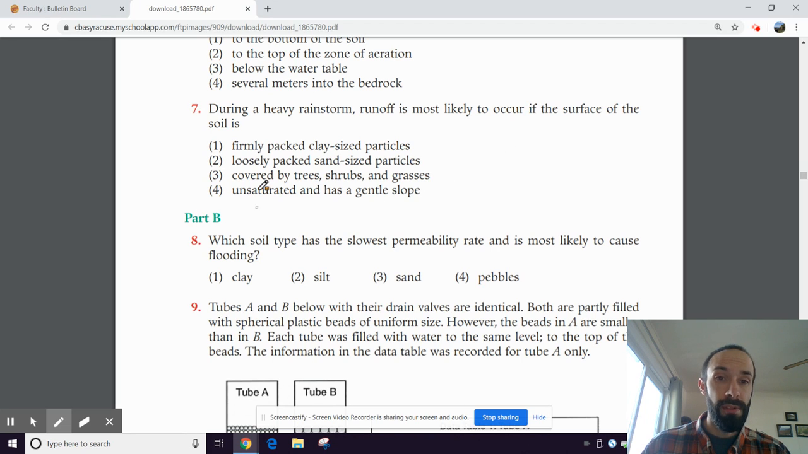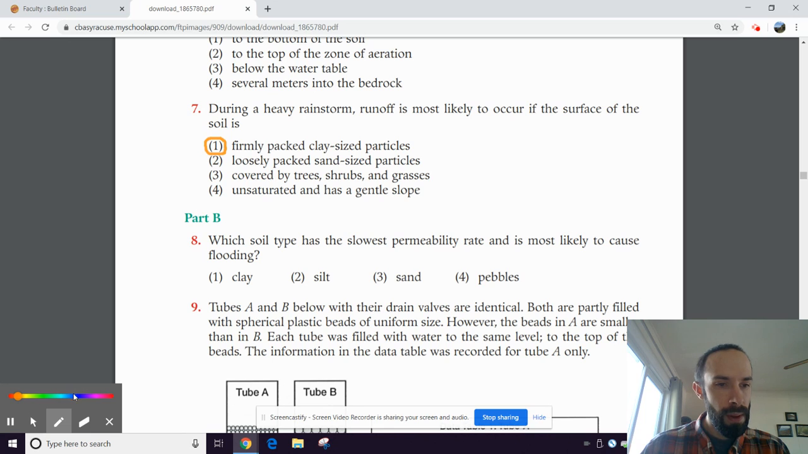happen. And if you look through the choices, the thing that's most impermeable, like a rain jacket, is number 1, firmly packed clay-sized particles. Because clay-sized particles are really, really tiny. They don't let water go in. It's almost like bedrock. It stops the water.